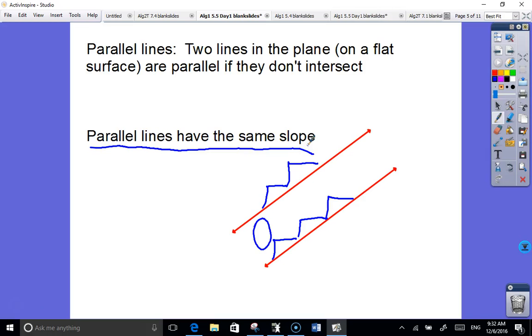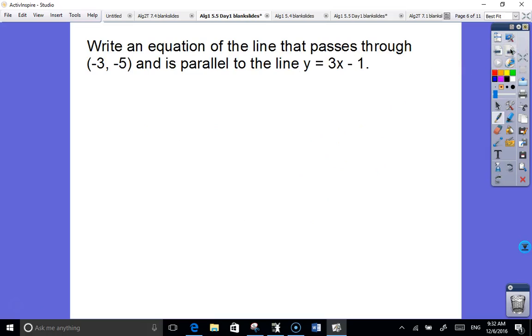Now, what they're going to do with that is they're going to be telling us to do what we've been doing up till now, but they're just not going to tell us directly. They're going to say, find the equation of a line that goes through this point and is parallel to this other line. So in your mind, you say, well, that means I got to find the slope of the other line. And then once you've got that, do what we've been doing. Okay, like here is an example. Write the equation of a line that passes through -3, -5, and it's parallel to y equals 3x minus 1.